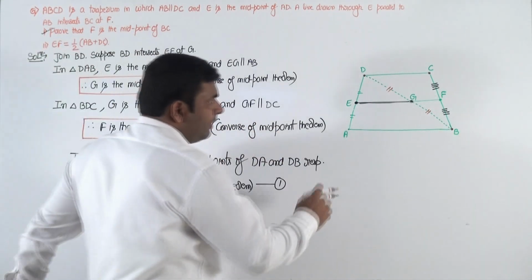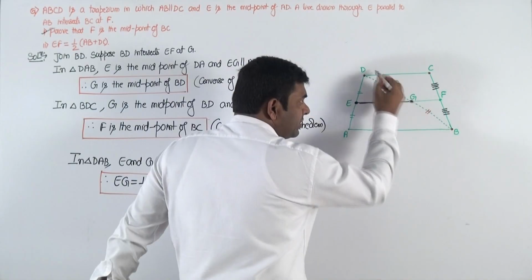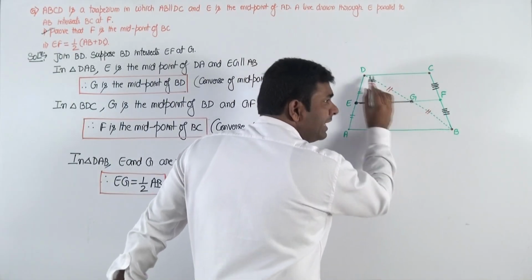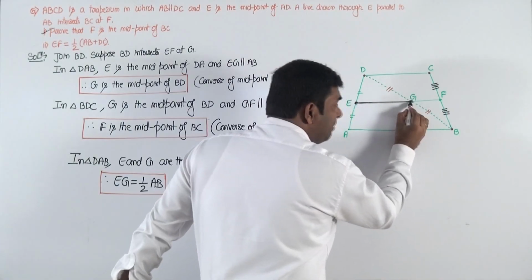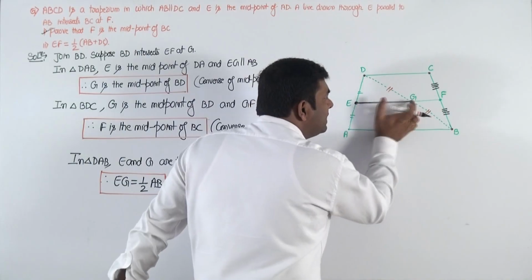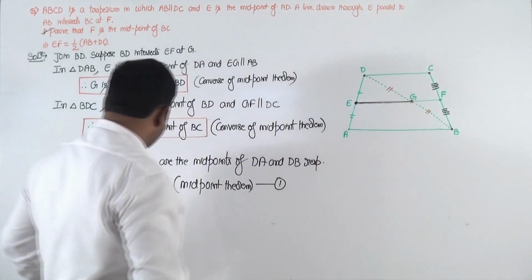See, once again I tell you, in triangle DAB, in this triangle, E is the midpoint of DA, G is the midpoint of DB. The line segment joining the midpoints of two sides is parallel to the third side and half of it. It means EG is equal to half of AB.